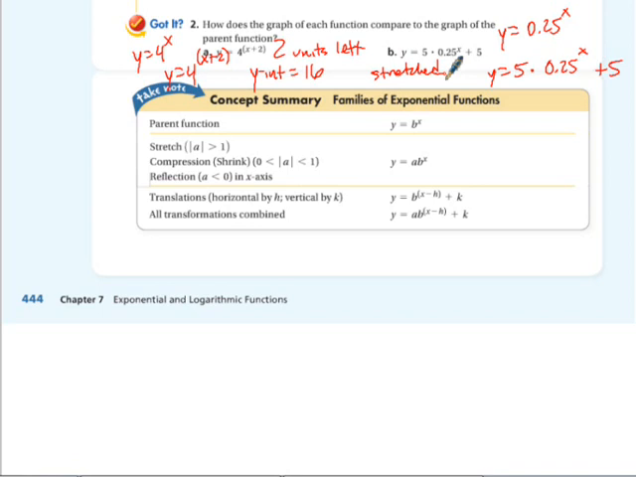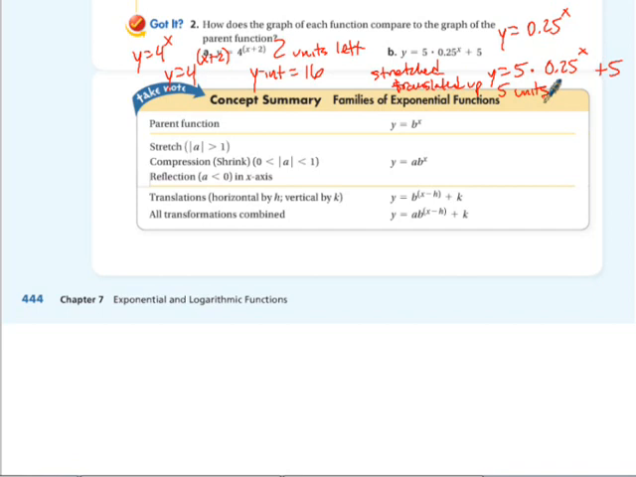Hopefully you wrote down the fact that it's been translated up 5 units. Okay, stretched and translated up 5 units. Again, if you want to look at pictures of these, I think graphing them is a good idea. We'll look at our graphing calculators in class and make sure we know how to do that.